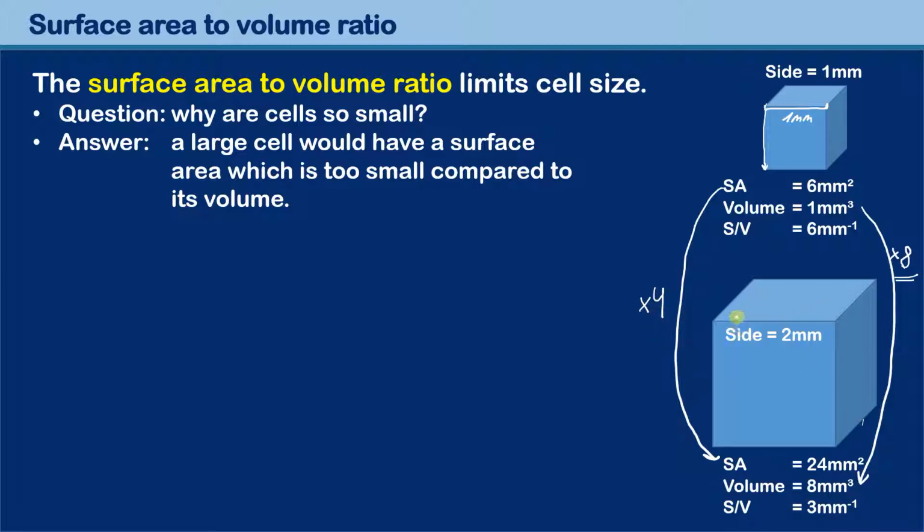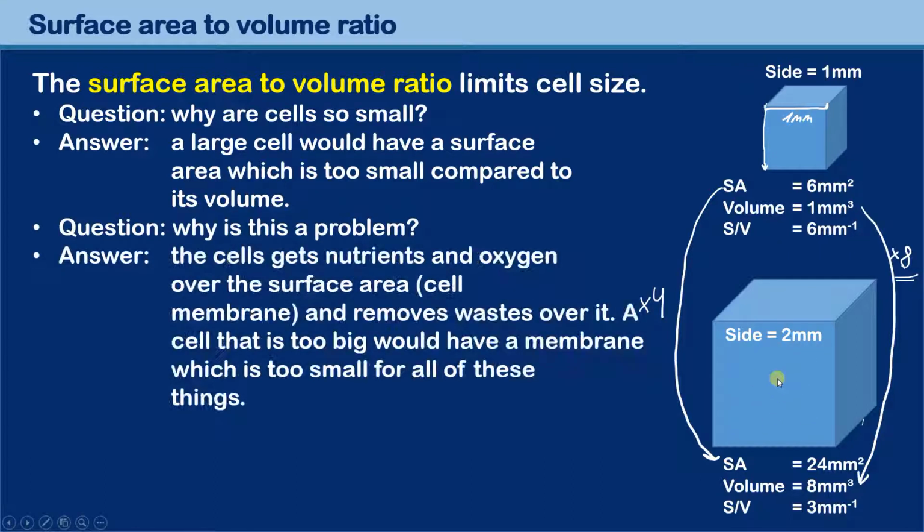Because the surface area, which is the cell membrane, will from a certain size onwards not be large enough to obtain all the nutrients that the cell needs. So it's a problem because the cell gets nutrients and oxygen over the surface area, that's the cell membrane, and removes waste over it. A cell that is too big would have a membrane which is too small for all of these events to occur. So that is the thing.